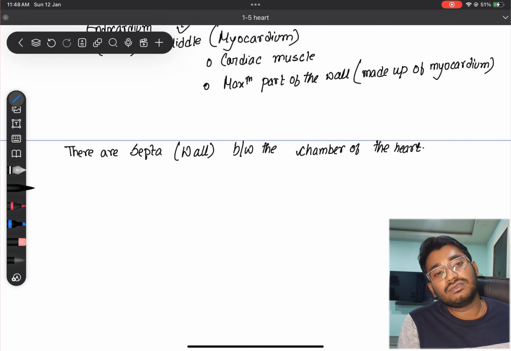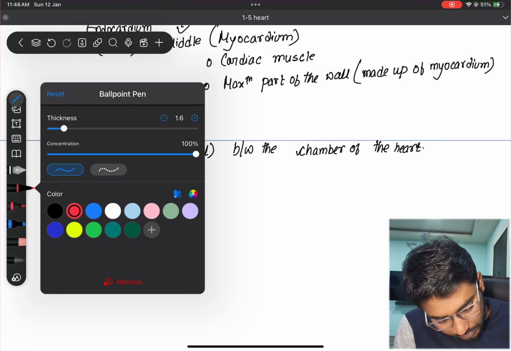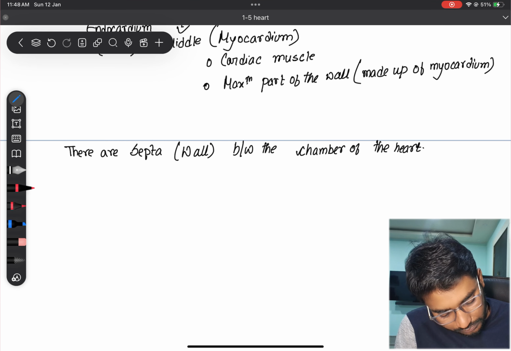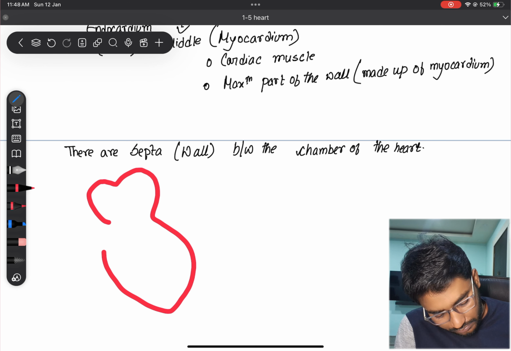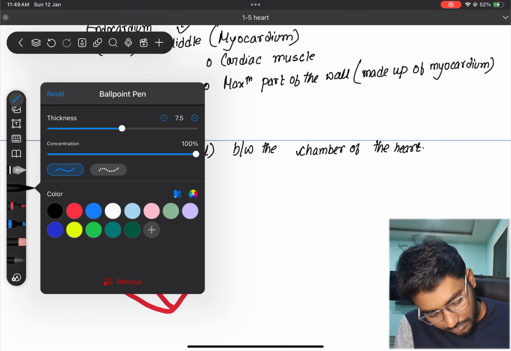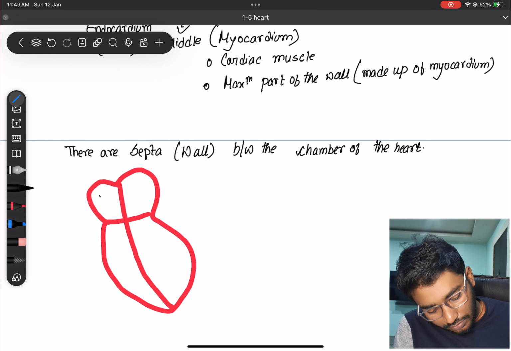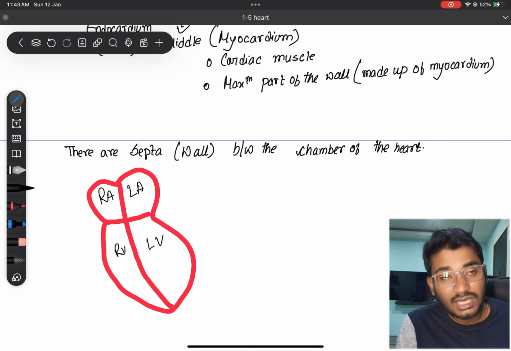Why is the wall there? To separate the blood. Now I am drawing RA, LA, RV, LV.